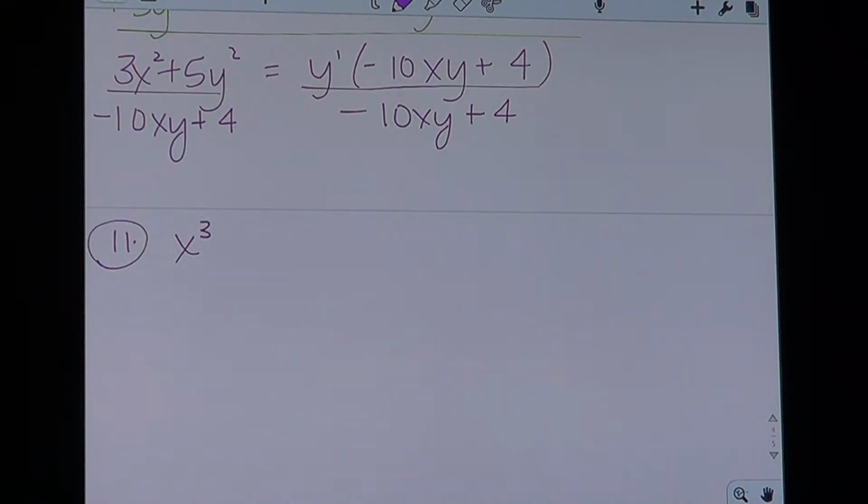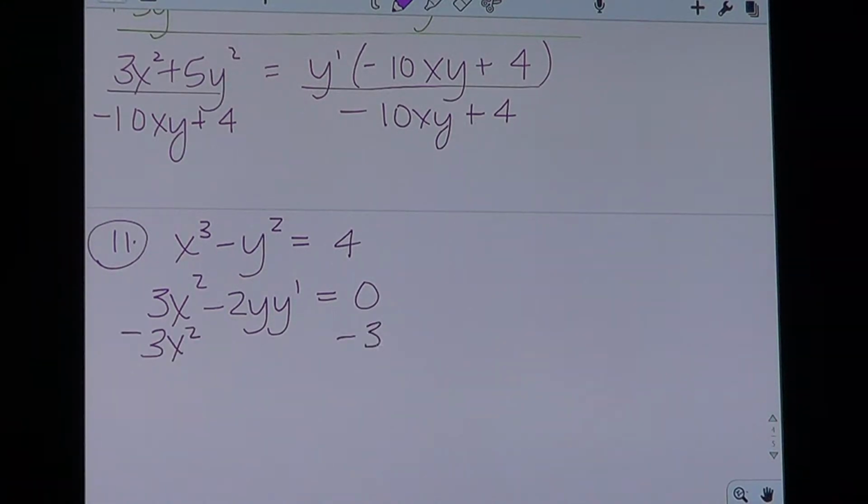So x cubed minus y squared equals 4. So we start off the same way, and what would we get? 3x squared minus 2y, y prime equals 0. Okay, good. And then what? Move the 3x squared to the other side. Good. So negative 2y, y prime equals negative 3x squared.